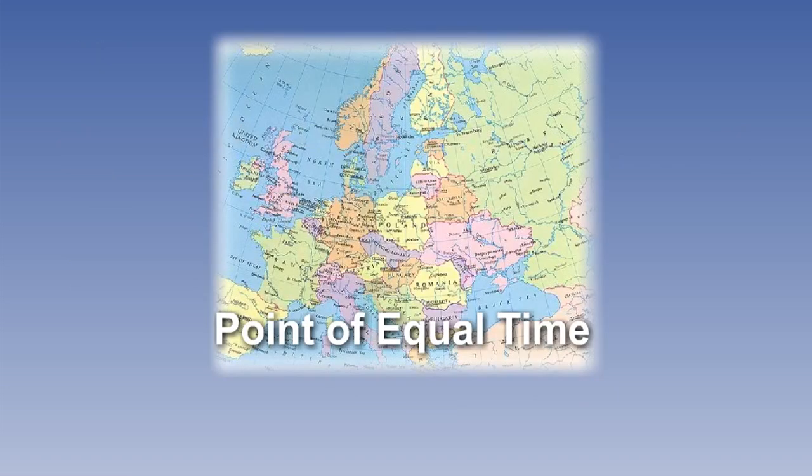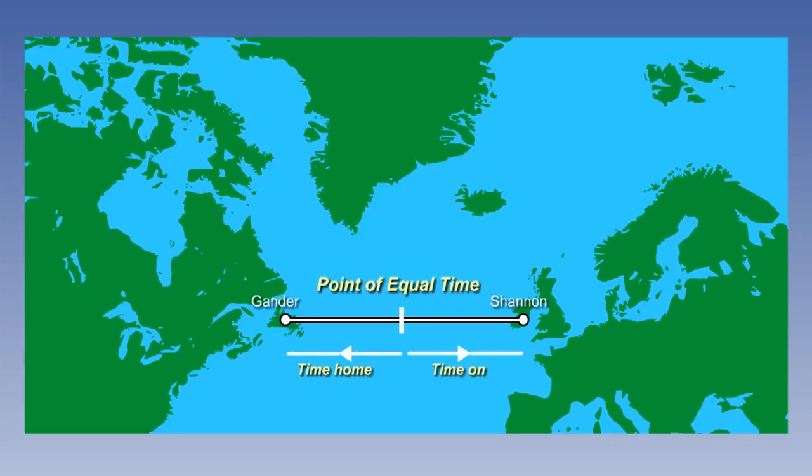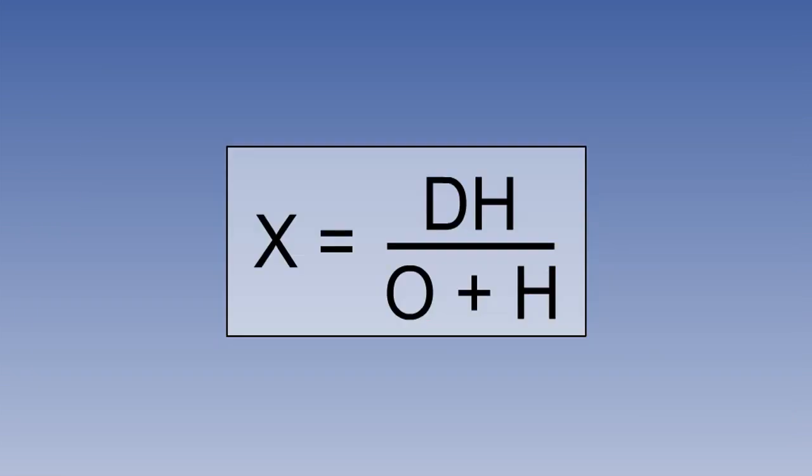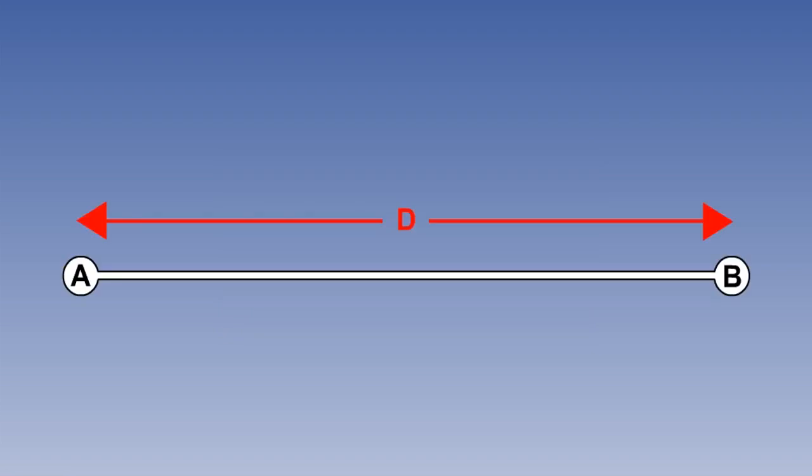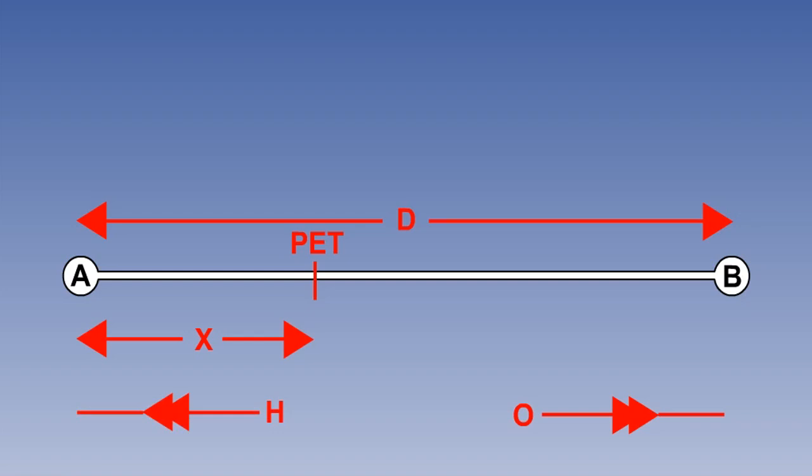So let's summarize this lesson. The point of equal time is defined as that point along track from which it will take the same time to fly to one of two airfields. It is calculated from a simple formula, which must be learnt. D is the distance between the two airfields being considered. X is the distance from the start to the point of equal time. The onward ground speed from the point of equal time is called O, and the homebound ground speed is called H.